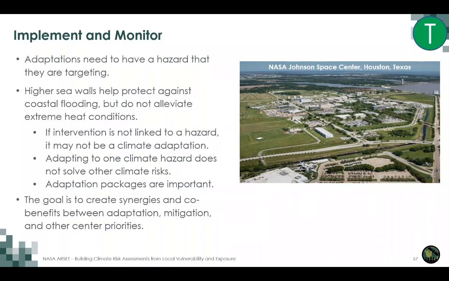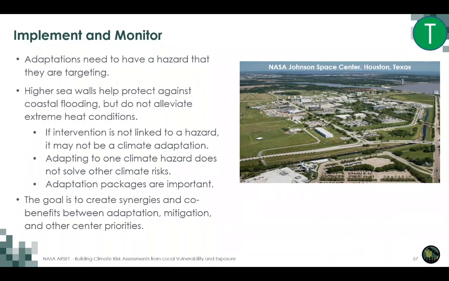So if we're talking about an intervention and we can't articulate the hazard that we are targeting, it might not be a climate adaptation. Likewise, if we adapt to one climate hazard, it does not mean that we have solved the other climate risks. This is one of the reasons we encourage a climatic impact driver and multi-hazard approach. We don't want to solve one climate problem and convince ourselves that we are no longer at risk for climate. We have to recognize that broader scope.